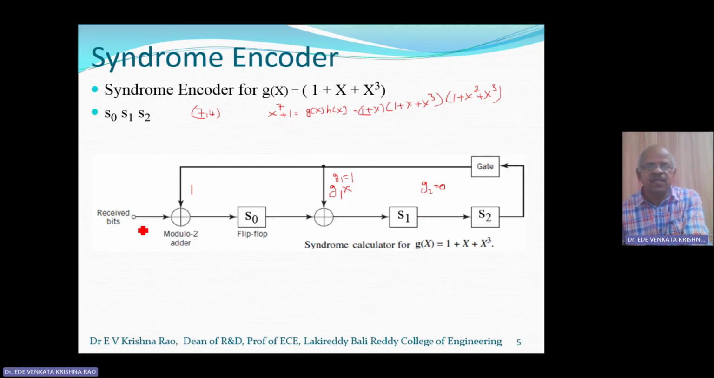The received bits are given here. So this is the encoder. For every shift, S0, S1, S2 bits are generated. These are the syndrome bits.